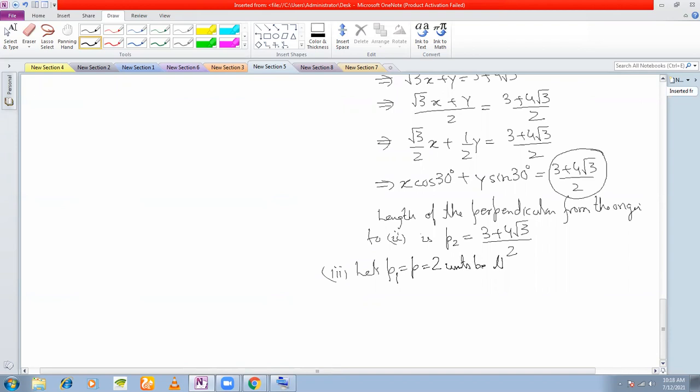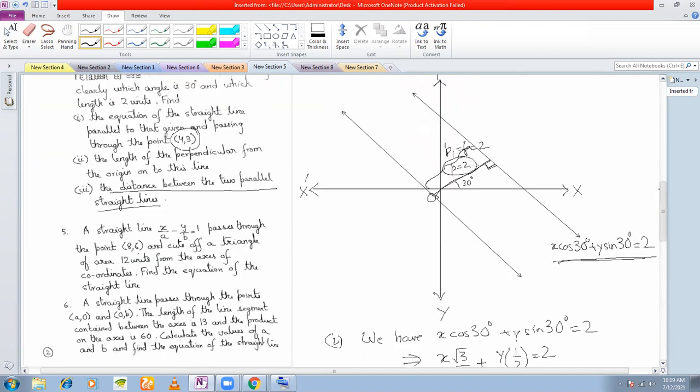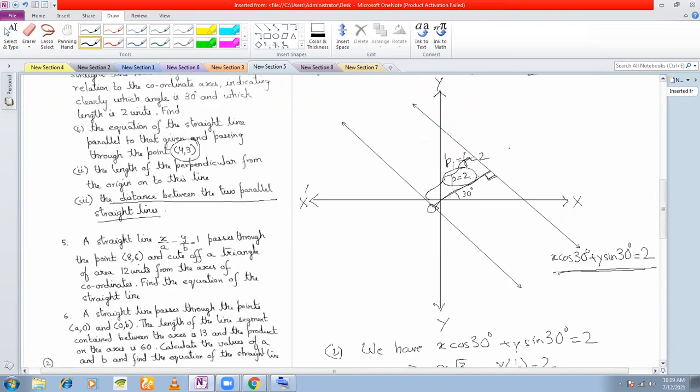Let P1 be the perpendicular distance of the origin from line 1. And P2 is equal to this, we already have, 3 plus 4 root 3 divided by 2. Then what should be the distance between these two parallel lines? If you see, the distance between these two parallel lines will be P2 minus P1. Should be this distance. Why should it be P2 minus P1 and why is there a plus or minus sign?